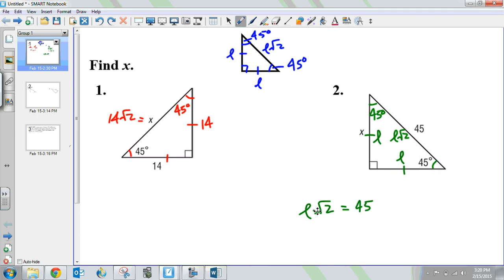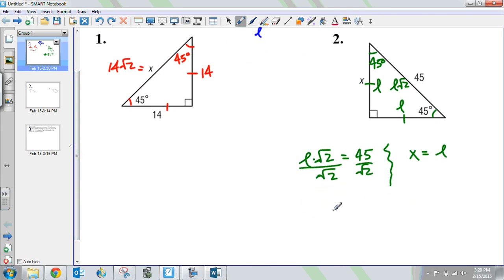I can then also write the equation that x is equal to L. So if I solve for L, I can find out what x is. I have L times the square root of 2 is equal to 45. So I can divide each side by the square root of 2 and solve for L. What I end up getting is L is equal to 45 divided by the square root of 2. But we have a problem with this.